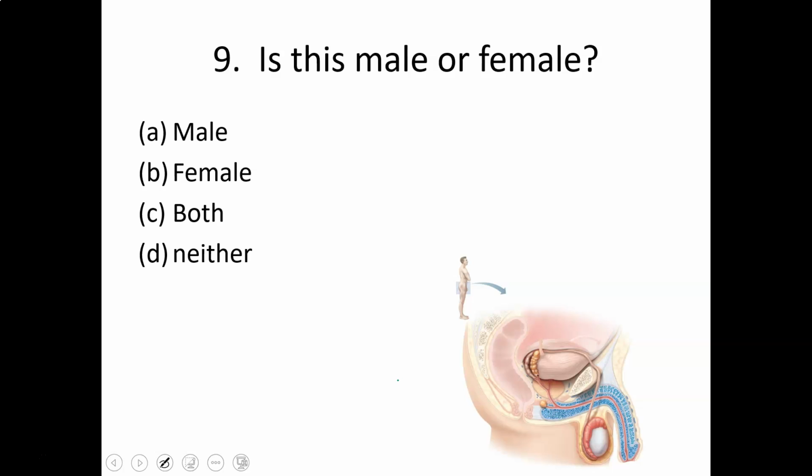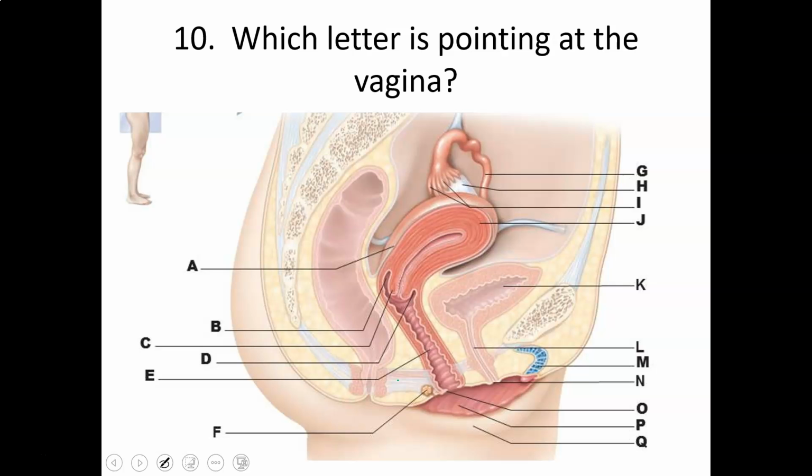I'm always shocked by how many people get this one wrong, because I really could not make it any more obvious. But, you know, penis means male from a biological standpoint. And so this is a male. This is another one I'm always shocked at how many people get wrong. The correct answer to this question is E, what's pointing at the vagina, because this is the vagina right here. Not this one.